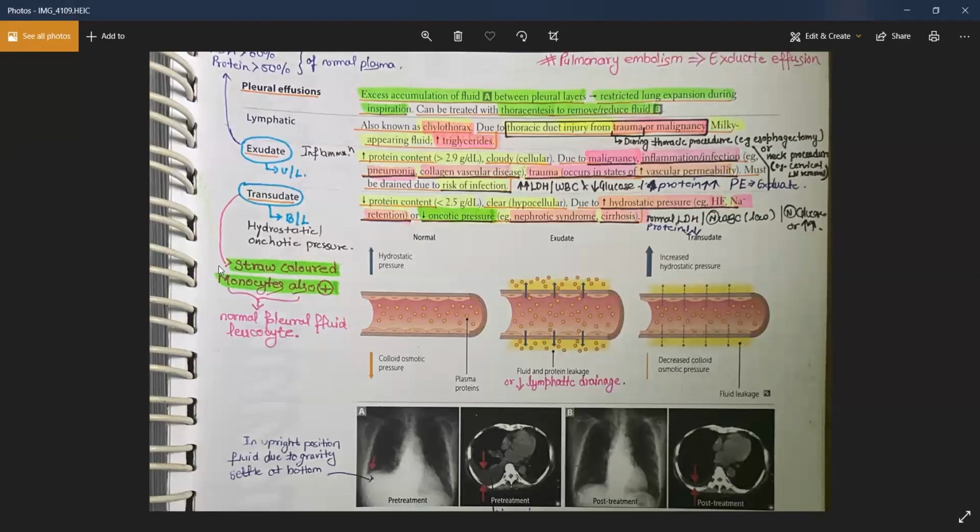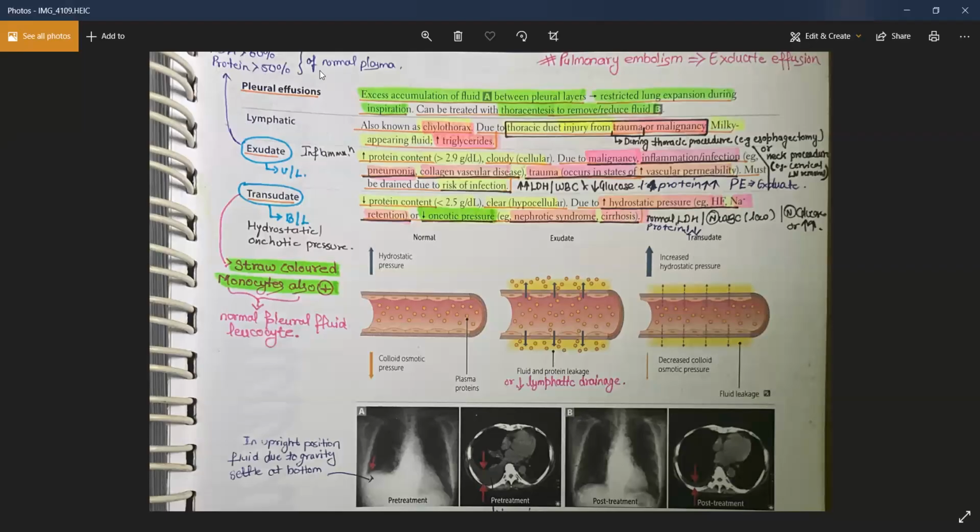You can also have some monocytes, and these are normal findings. Some number of monocytes could still be there, and that is totally normal. So if you encounter a patient and you're extracting a straw colored fluid from the pleural space, that means it is a transudative type. If you're extracting a milky white fluid, that means it is a lymphatic type. If it is a cloudy, yellow fluid, that means it is an exudative type, right? So these are all the causes of pleural effusion.